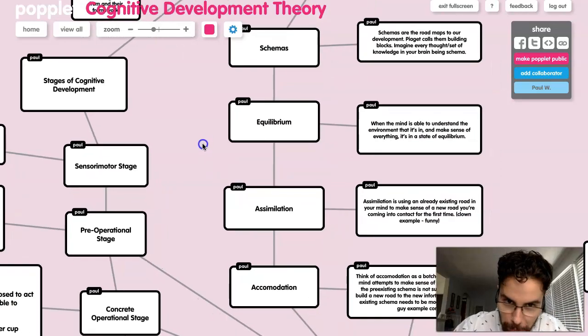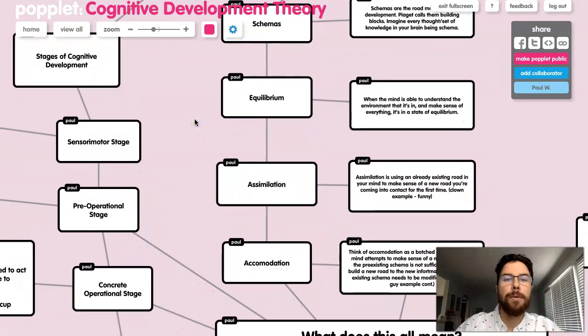So then we move into equilibrium. Equilibrium is just your brain's way of making sense of everything around it. So if you're in an environment where everything makes sense, Piaget would say you're in a state of equilibrium, your brain is. The teacher's role is kind of breaking down that equilibrium. Because if you're constantly in a state where everything makes sense and you're a child, you're not learning anything. Because I don't know many children that are 5 years old that don't have any questions, that know everything about the entire world. I haven't run into that child before.